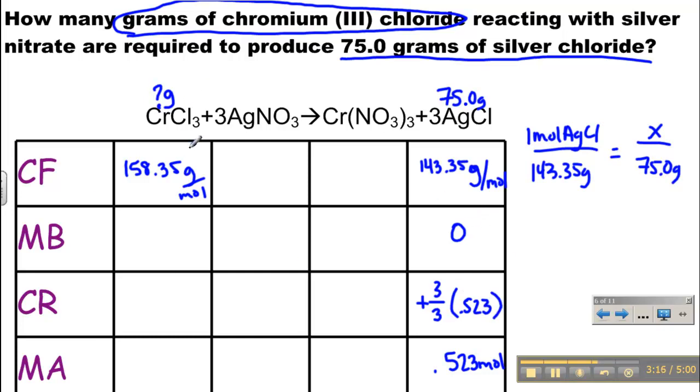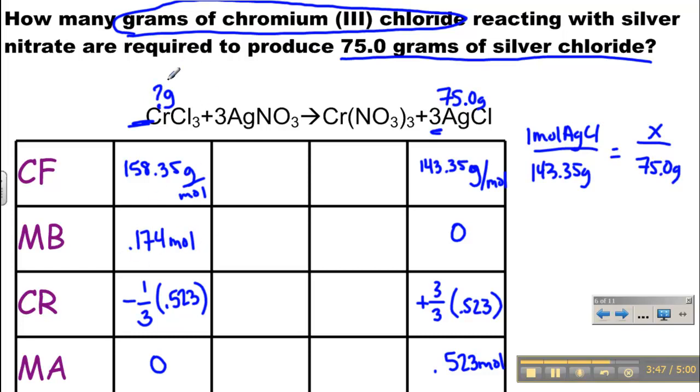Now let's work on our chromium-3 chloride. So moles after we know is going to be 0. We're going to use that up. Our fraction here is going to be 1 from here over 3 from our given times our moles. So when we do this math, we divide by 3, and you end up with 0.174 moles. That's what you started with.